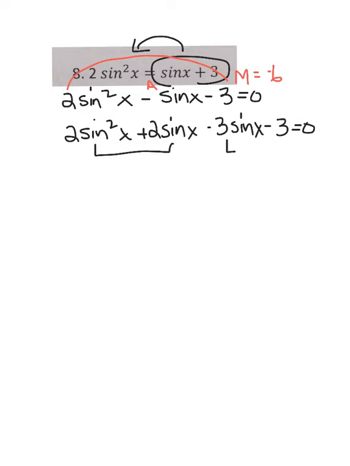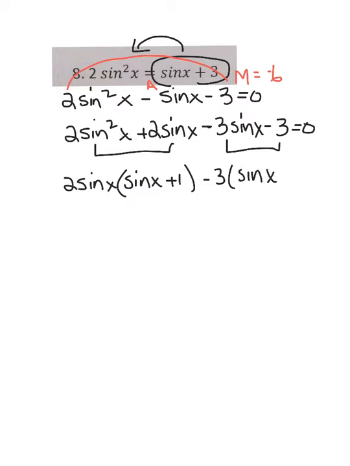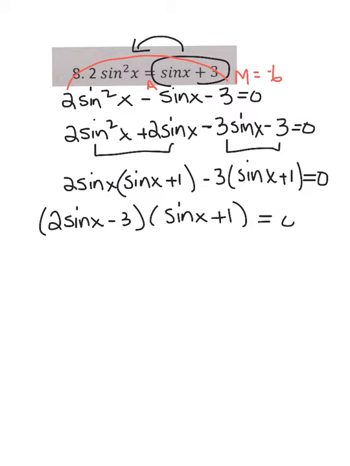So we're going to group the first two, group the second. Let's take a 2 sine x out of that first grouping, which leaves you with sine x plus 1. And out of the second grouping, let's take out a negative 3, which leaves you with sine x plus 1. Okay. So let's take the GCFs and put them together, and let's take the repeats and put them together. All right, T-chart, and let's solve.